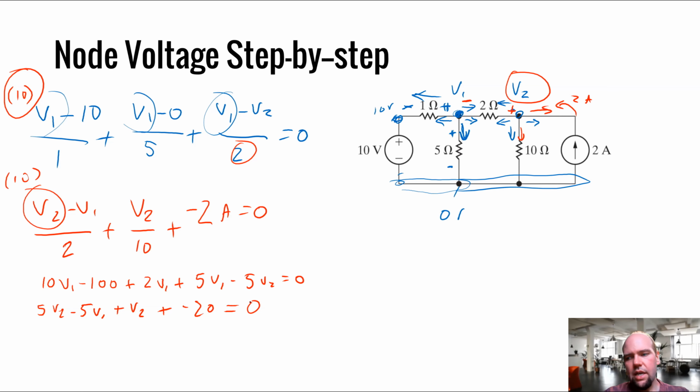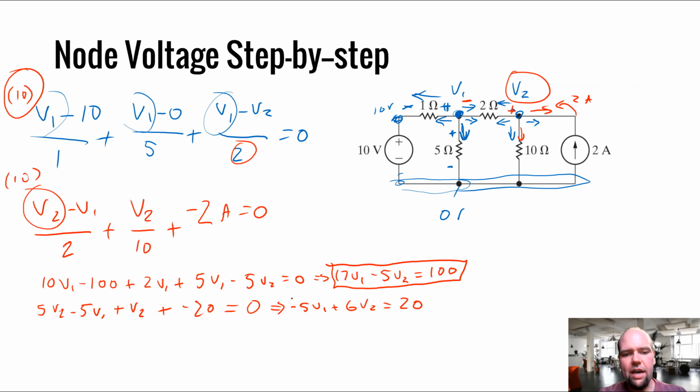Okay. Now we got to solve for either V1 or V2. Let's condense these a little more. Worried about running out of room. So let's condense the top one. So total, I got 17 V1 and I got minus 5 V2. And flipping that 100 to the other side of the equation, I get positive 100. For this one, I got negative 5 V1 and then I got 6 V2. And flipping that negative 20 to the other side of the equation, I get 20.